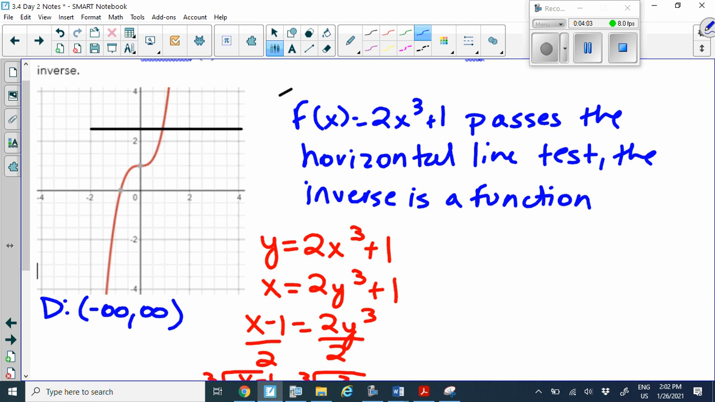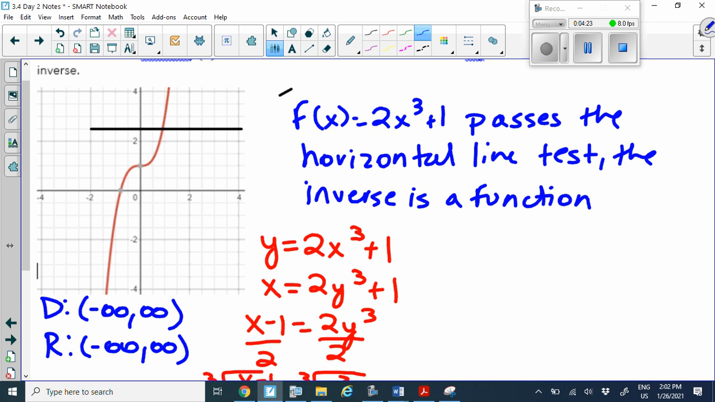Now let's think about the range. The range should be a little bit easier here. Notice that we continue to go down and continue to go up. So that means we go both up and down in those directions forever. And to represent that, we just use negative infinity to positive infinity.